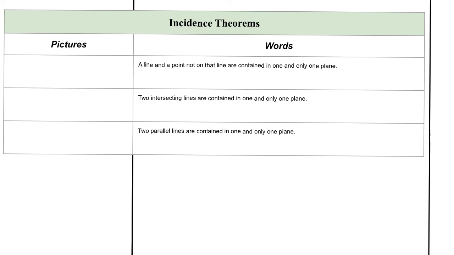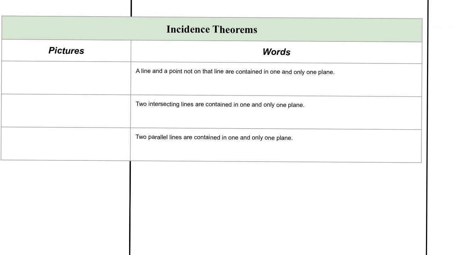Our last 3 incidence theorems are as follows. A line and a point not on that line are contained in one and only one plane. This is hard to think about, and we'll talk about it in class, but here's a line and here's a point. I can create a plane containing both of those, because that's 3 points, and it takes 3 points to make 1 plane. It takes 2 points to make a line. Add that other point in there, and we can make a plane.